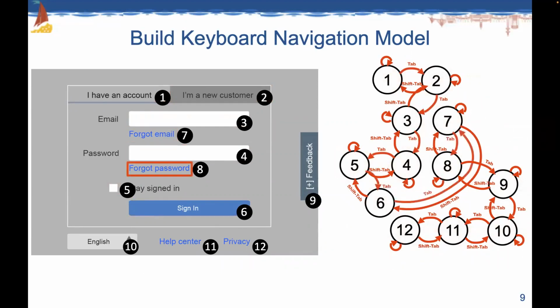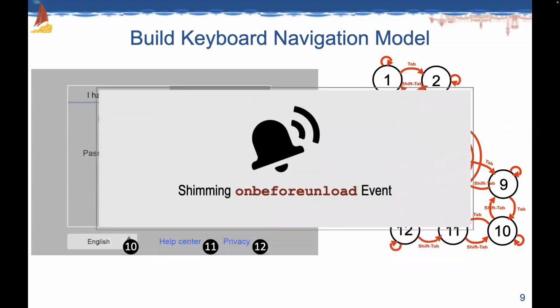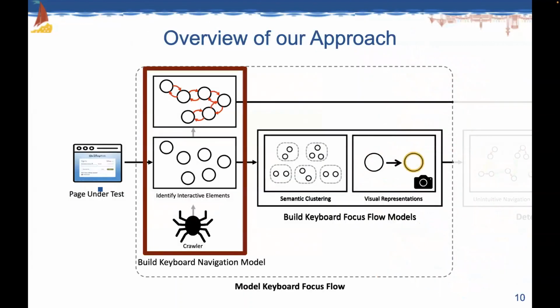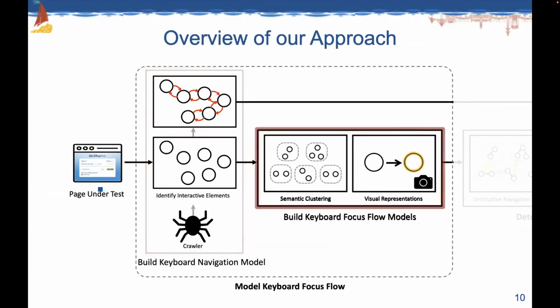In addition to modeling the focus navigation between the nodes, we monitor if the keyboard interaction causes the user to navigate away from the current page. We create a specially designated node called Exit to represent such action. Our approach further models 1. Semantic clustering, and 2. Visual representations of the elements.